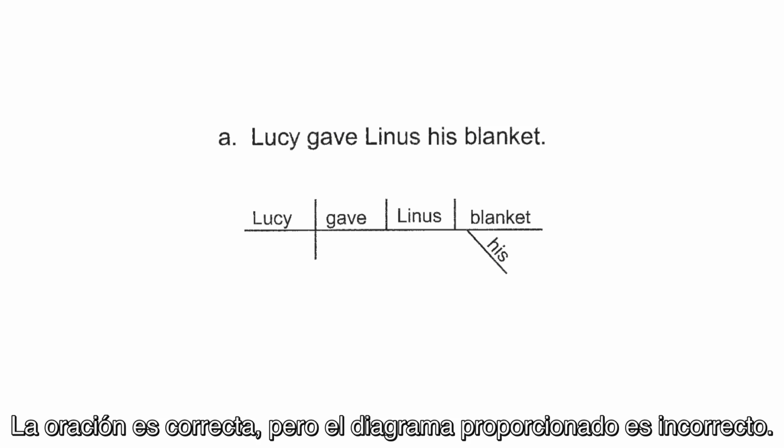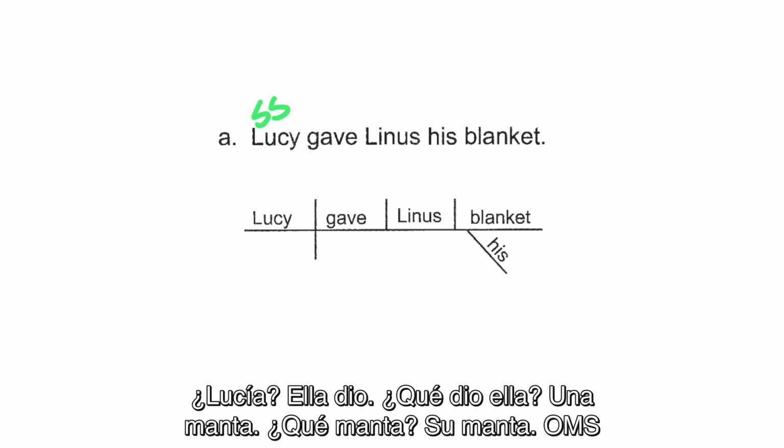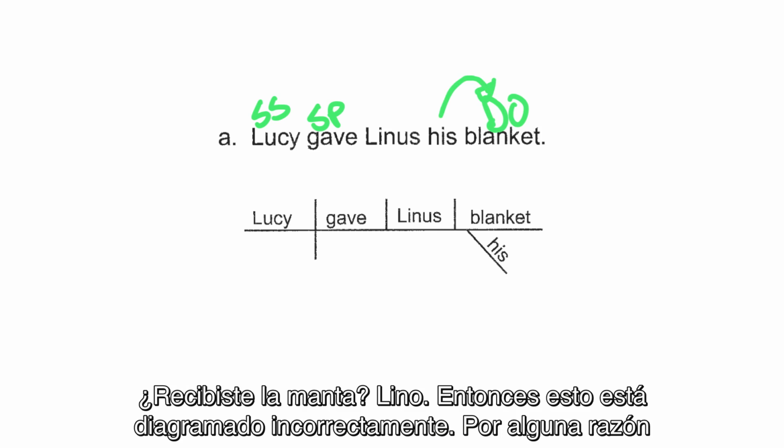Okay, this sentence is correct, but the diagram provided is incorrect. Lucy gave Linus his blanket. Who or what is this about? It's about Lucy. What did Lucy do? She gave. What did she give? A blanket. Which blanket? His blanket. Who received the blanket? Linus.